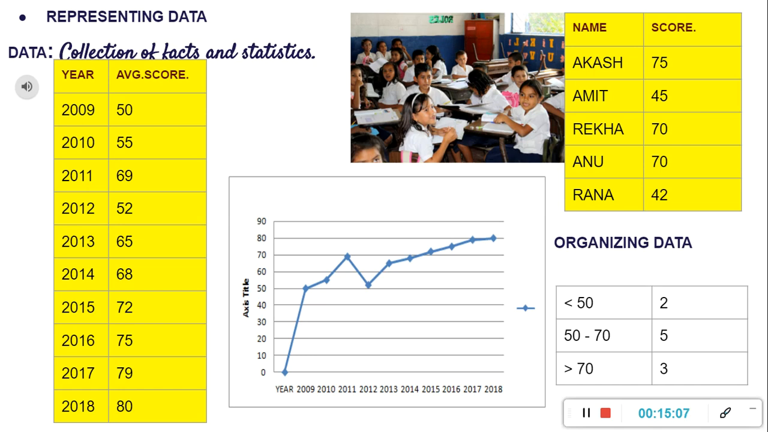Now, when you look at this organized data, this actually helps you to understand the performance of the class, that most of the students have scored more than 50. You see, only two students scored less than 50, isn't it? Rest all of them scored more than 50. So you get an idea about the performance of the entire class. So this is how organized data helps, because it helps us to understand things better.